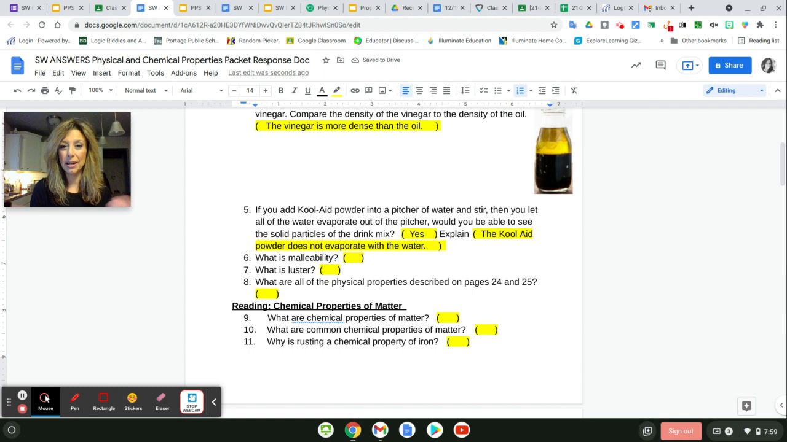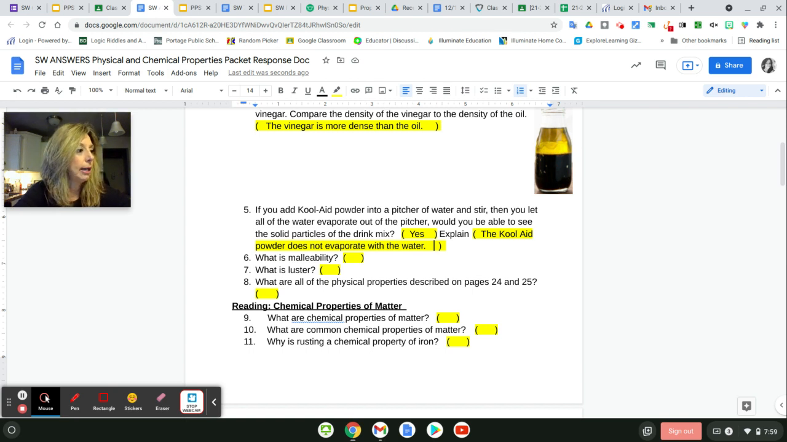Okay. Now some of the Kool-Aid particles might get suspended up with the water particles just because they're so light, but they don't evaporate. They don't change their state. They're just kind of getting lifted with the molecules. And eventually they'll fall back down. But most of the Kool-Aid powder will still remain left in the cup. Okay.